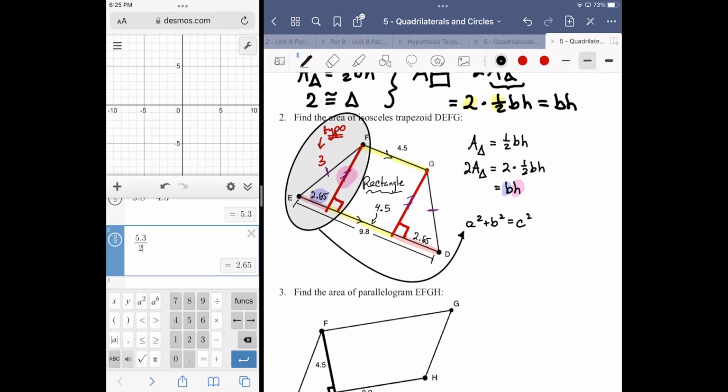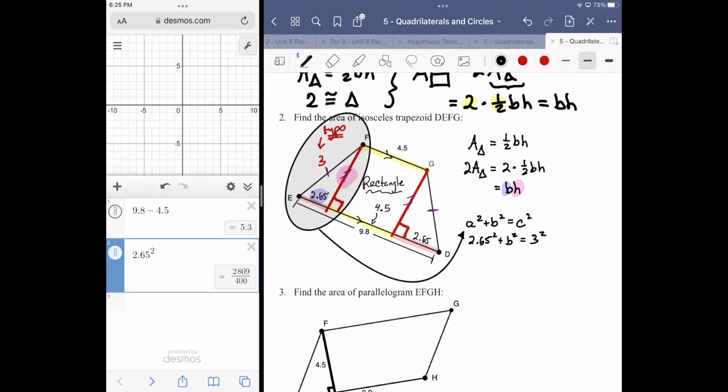All right. So the base, we'll call that a, so 2.65 squared. The height is unknown, so we'll leave that as b squared is equal to 3 squared. And we'll just crunch the numbers there. 2.65 squared isn't something that we would do by hand, so I'll just pop that in. I mean, you can convert it over to a fraction if you want, but that's not a very good looking fraction. So we'll just leave it as a decimal.